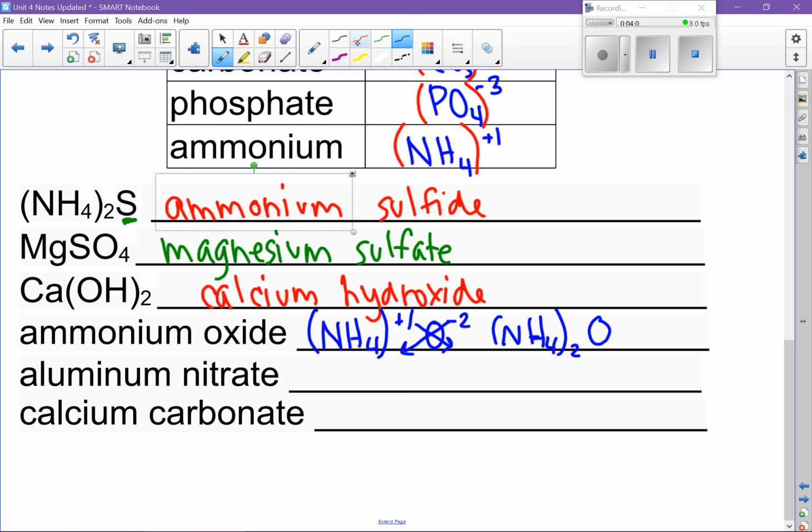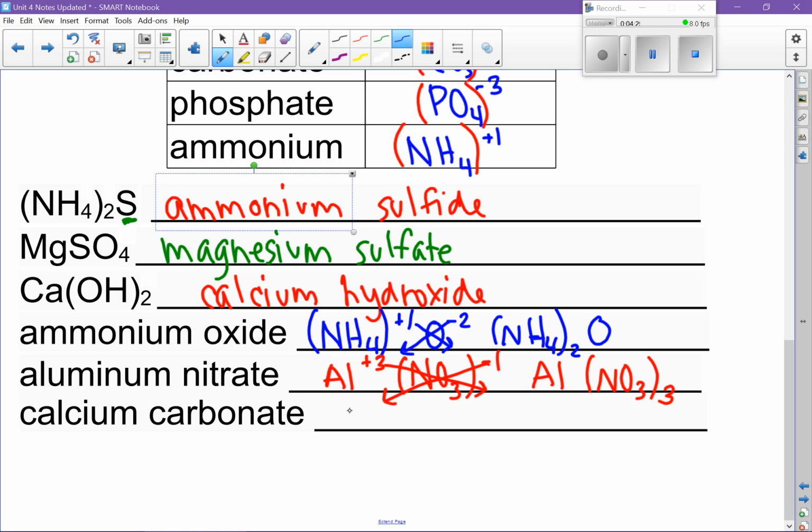Next we have aluminum nitrate. Aluminum is Al and the oxidation state is +3. Nitrate is NO3 -1. Crisscross that. So I have Al, again with or without the 1, it doesn't matter. But you have to put the NO3 in parentheses. And the other 3 from the aluminum goes on the outside like that.